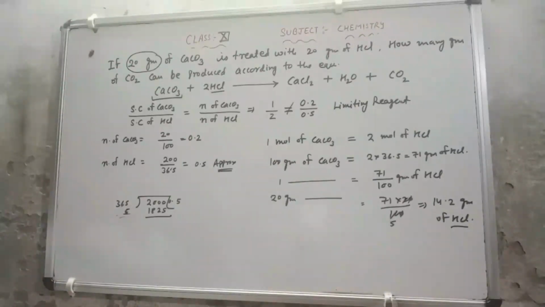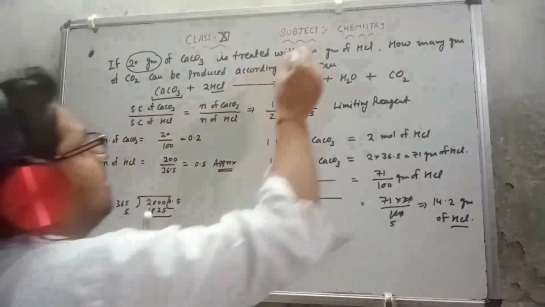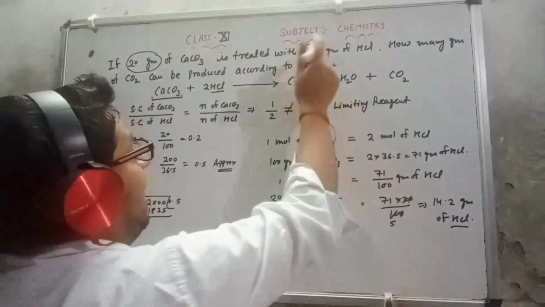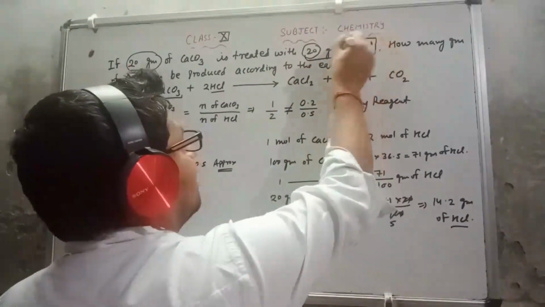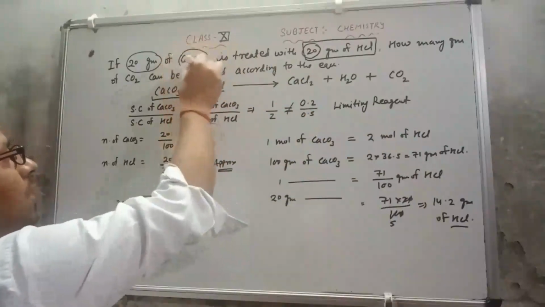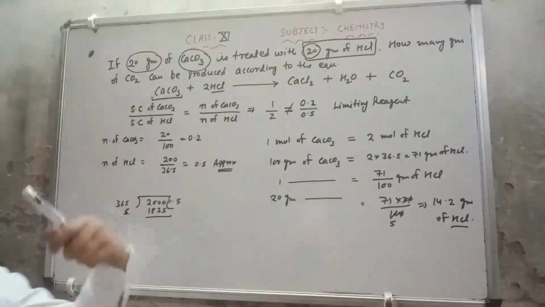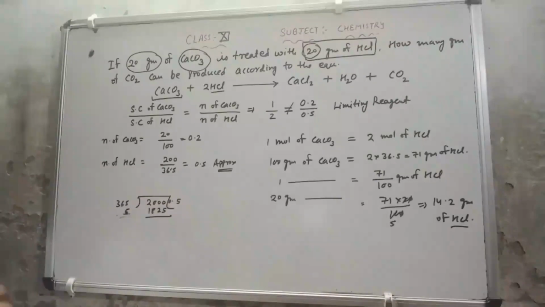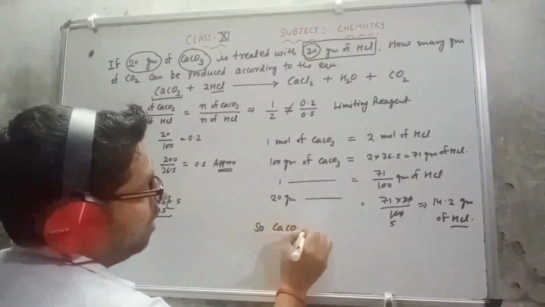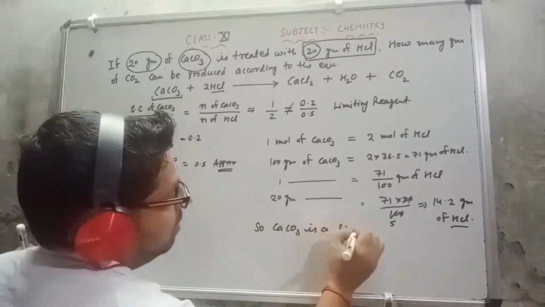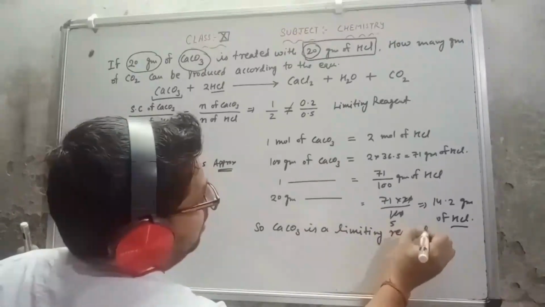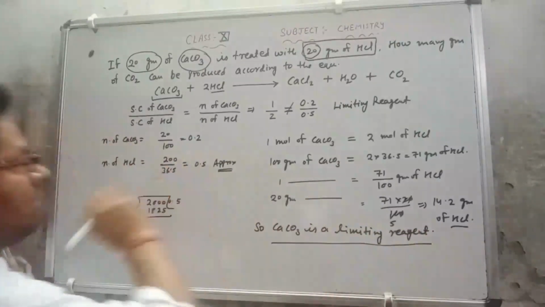14.2 gram of HCl I need, and how much HCl is there? 20 gram. So that means HCl is in excess amount. So which one is the limiting reagent? Calcium carbonate is the limiting reagent, because when one reagent is in excess, the other is limiting. So calcium carbonate is the limiting reagent here.